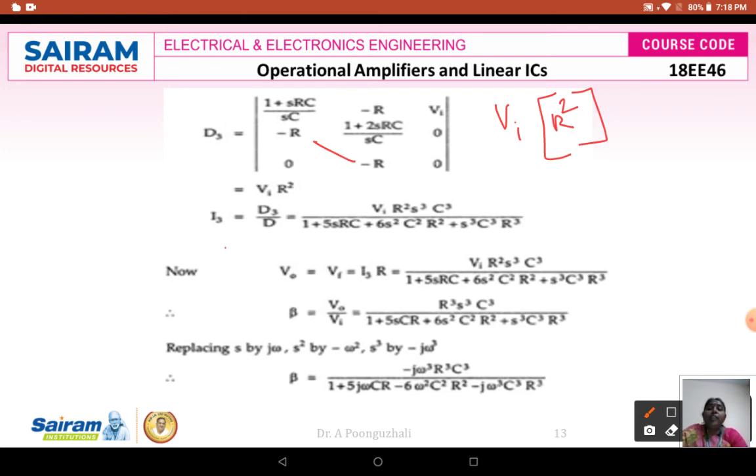So now we want to find I cube. I cube is nothing but d cube by d. D cube is nothing but, if I simplify it, I will be getting this expression there. So VI into R square s cube C cube by 1 plus this term there.